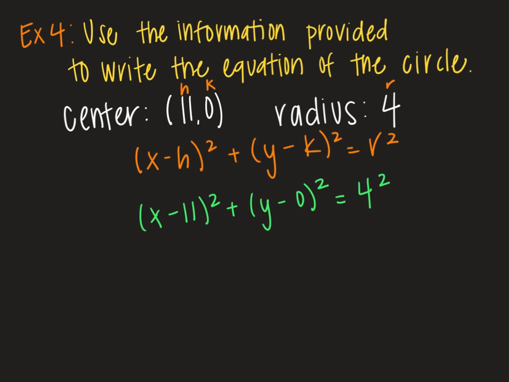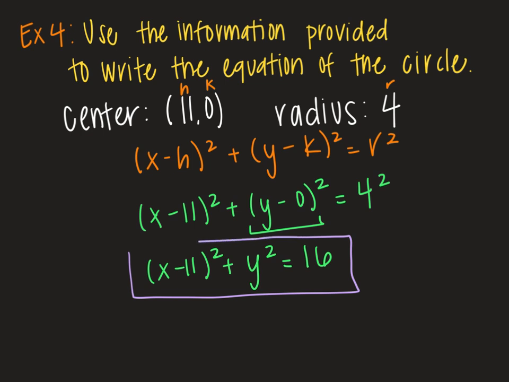In this one, I can actually do a little bit more simplifying because of this 0. Y minus 0 is just going to be y, so I really don't have to write out this whole thing here. This first part is still going to be x minus 11 squared, and then y minus 0 can just be y, and then I'm squaring that y. And then 4 squared is 16. So even though it looks a little bit different, it is correct. So this is the equation of our circle.